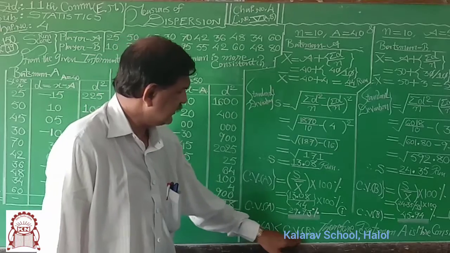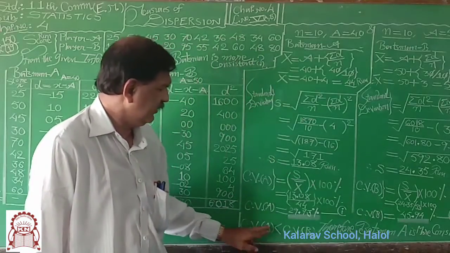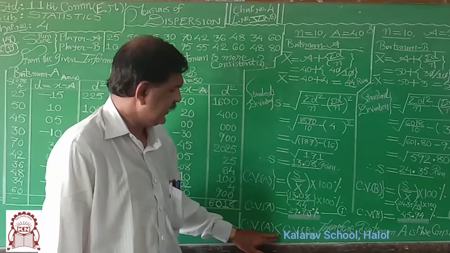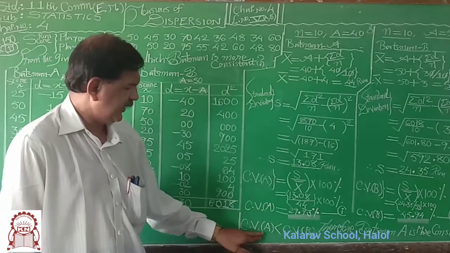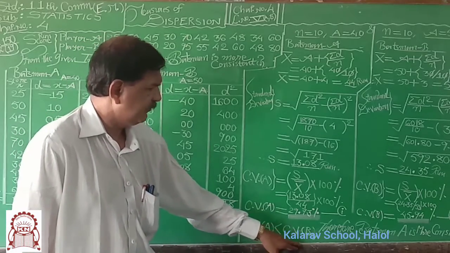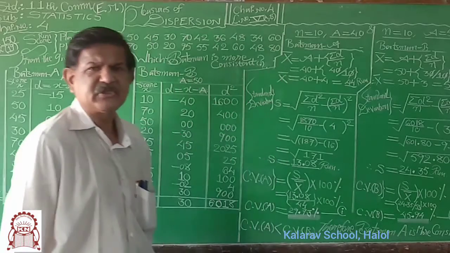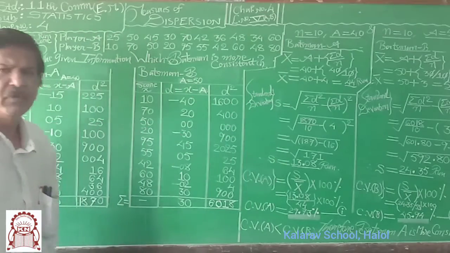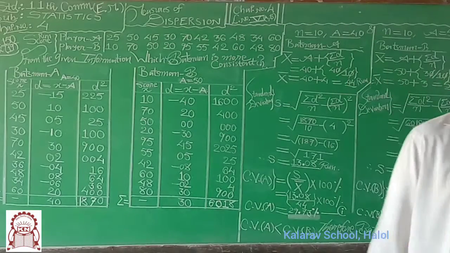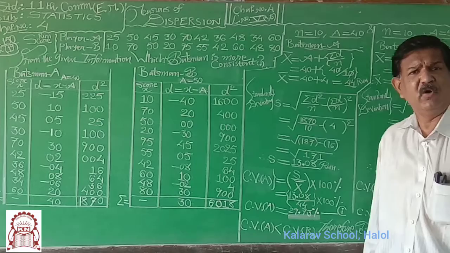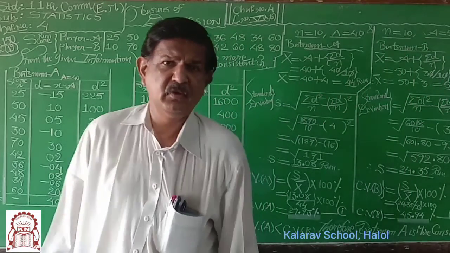CV of A is less than CV of B. See, 29.73 is less than 45 point something, which means CV of A is less than CV of B. The sign is less than, right? CV of player A is less than CV of player B. Therefore, batsman A or player A is more consistent, more uniform, more reliable, or more homogeneous in his game, and he will be selected for the other series also.